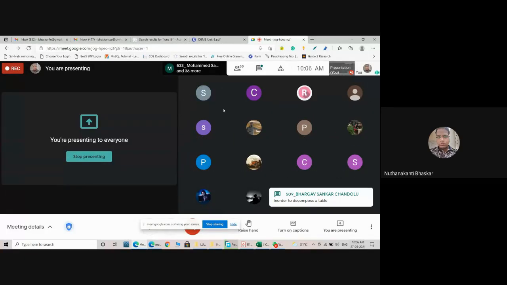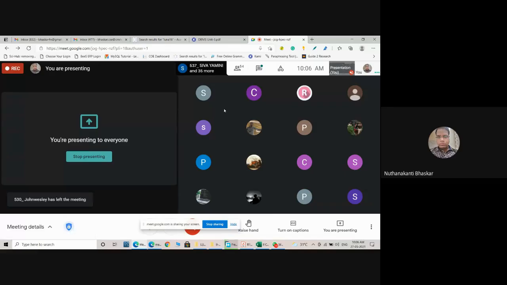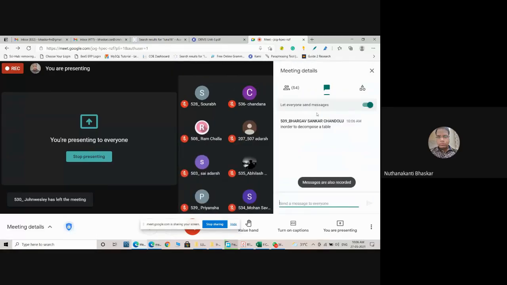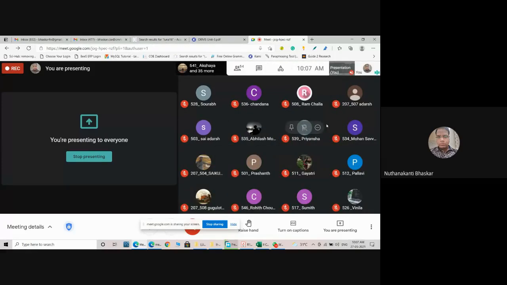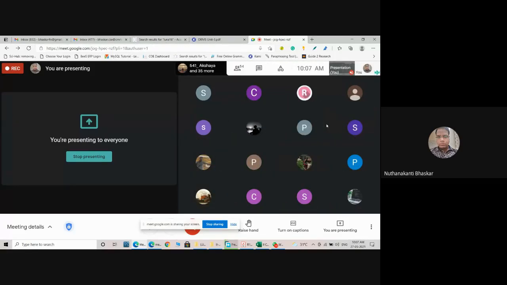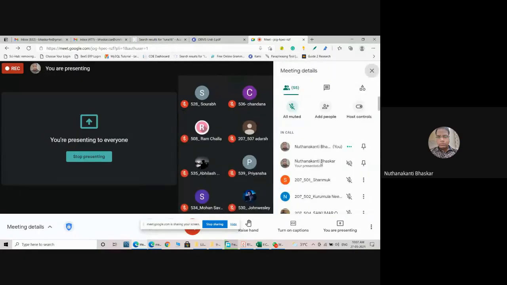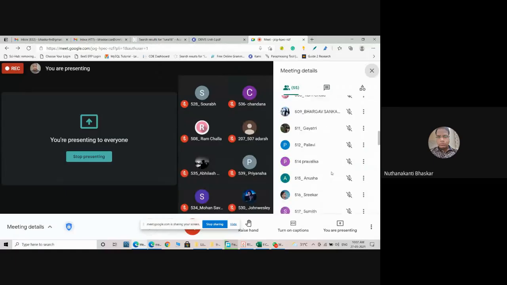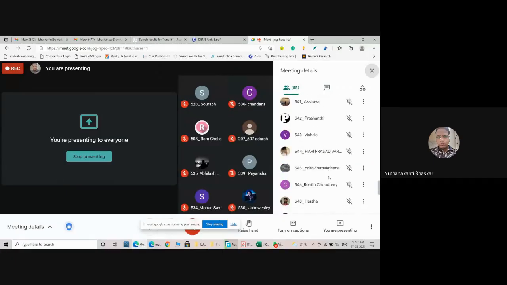In order to decompose a table exactly, why are you people not responding? Only one or two people are responding very slowly. When you want to decompose a table, we must know the functional dependency. Why? Because we decompose the table based on the functional dependency only. Yes or no? Yes, sir.